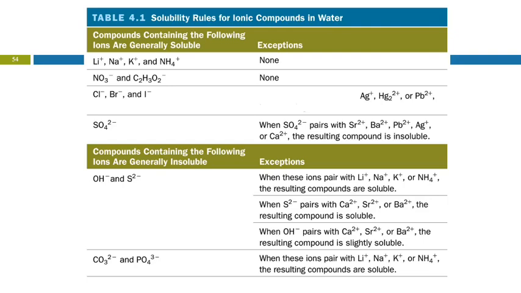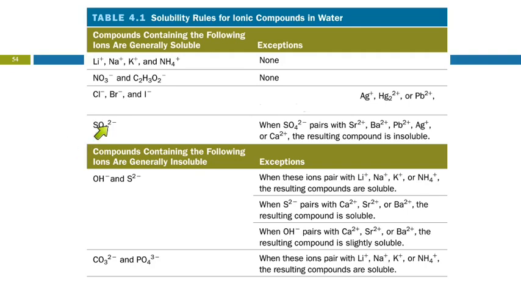So silver, mercury 1, or lead 2. Mercury is a weird one. This is Hg2 2+. We call that mercury 1 because each mercury atom would have a +1 charge. That's different than mercury 2, which is just Hg2+. I will not try to trick you with that one. Okay, just remember mercury. If it's mercury, then chloride, bromide, iodide would be insoluble. So those are three exceptions there.